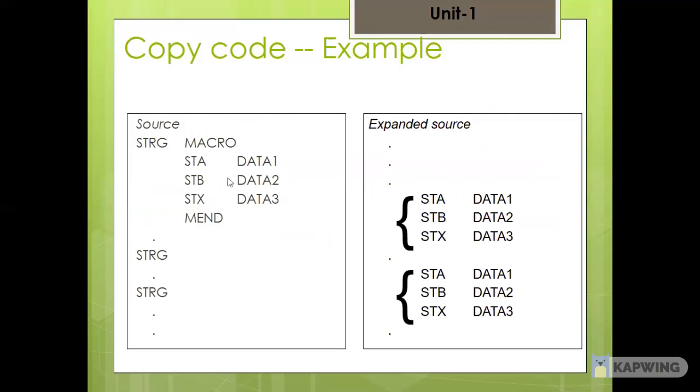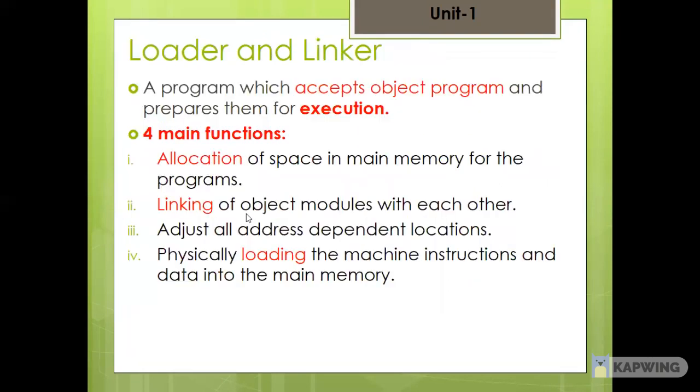So we have STA for data 1, then STA for data 2, and so on with A, B, X. So this is the STA macro. We will call this STA, which will call data 1. Then STAB data 2 gives the expanded source. So this is the source, and this is the expanded source for this macro, with the name of the macro.